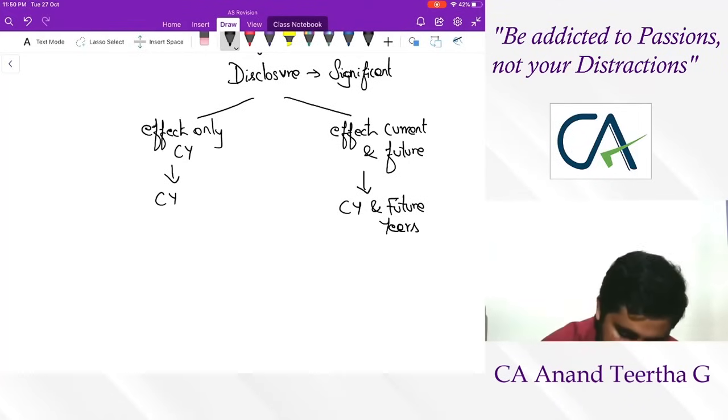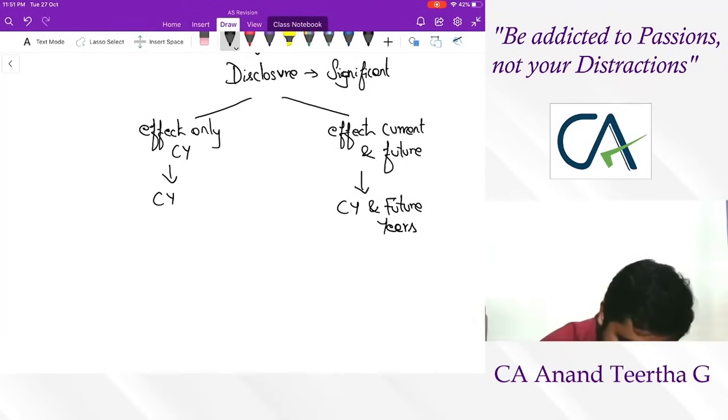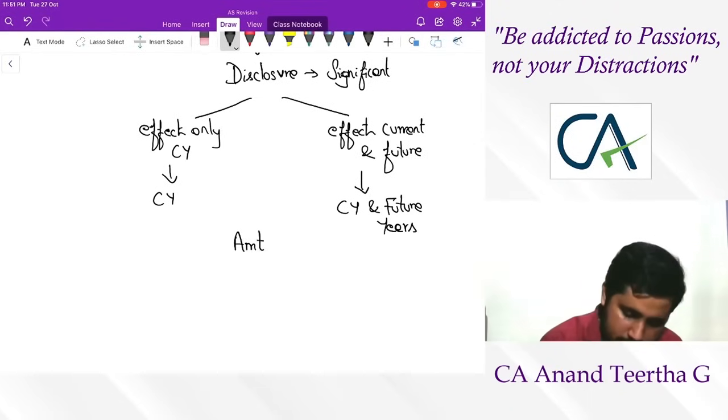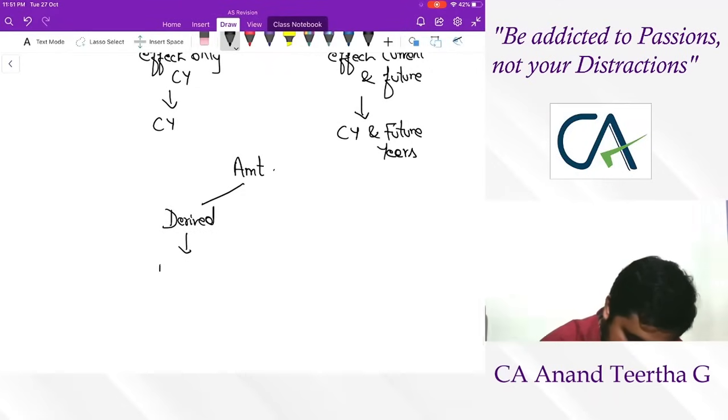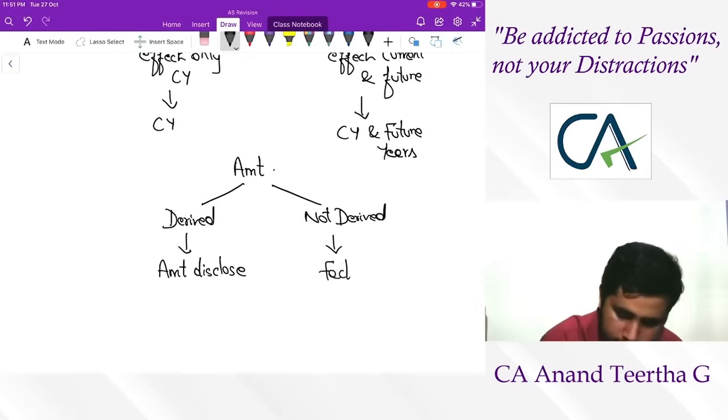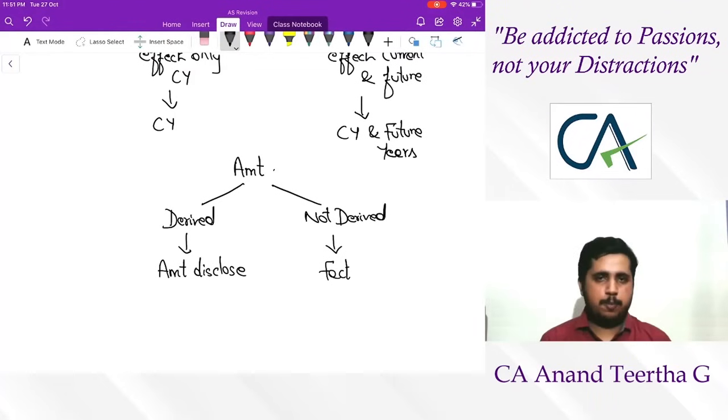Then the next disclosure element, amount wise. So if amount is derived, then disclosure requires amount. If amount cannot be derived, disclosure wise provide the fact. Okay, disclosure wise provide the fact. So this is how disclosure element of accounting estimate are supposed to be done.